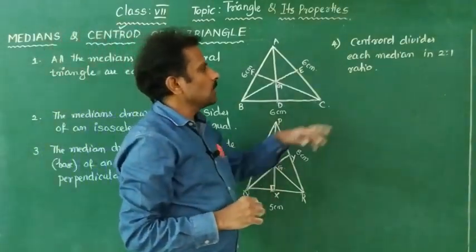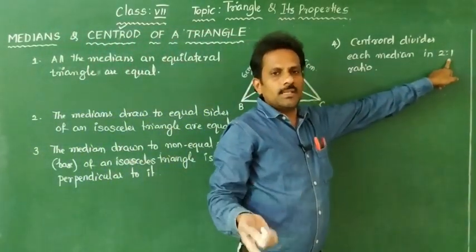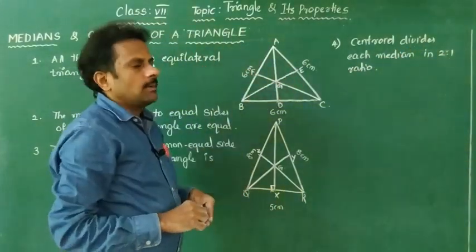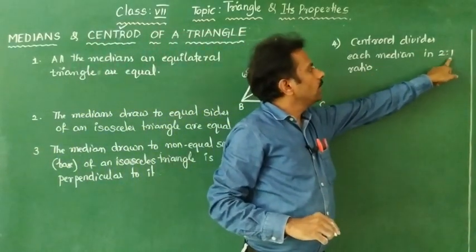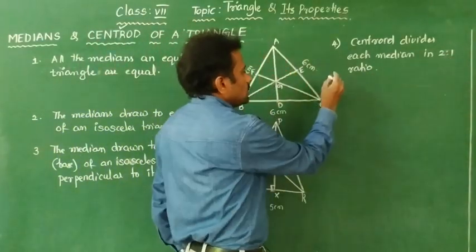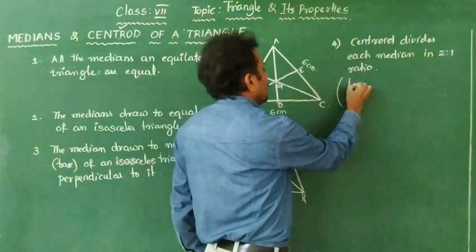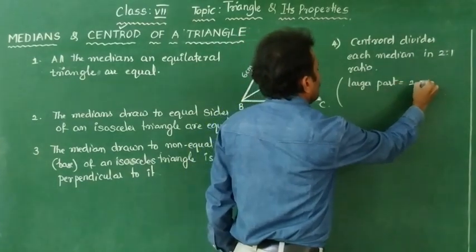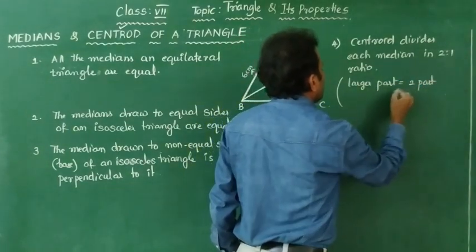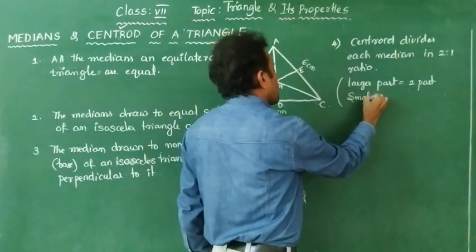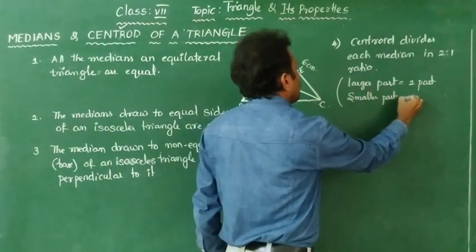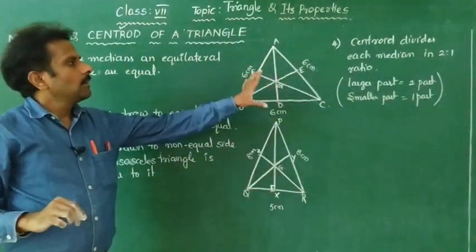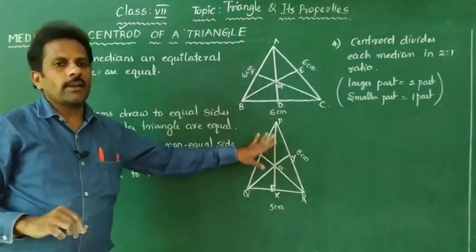Okay, this ratio you can take either 2:1 or 1:2, because we are not specifying which is 1, which is 2. But the larger part you will have 2 units, whereas the smaller part 1 unit. So this we can write here. Larger part 2 units, 2 parts. Smaller part is 1 part. Okay, so these are the 4 properties of medians and centroid of a triangle.